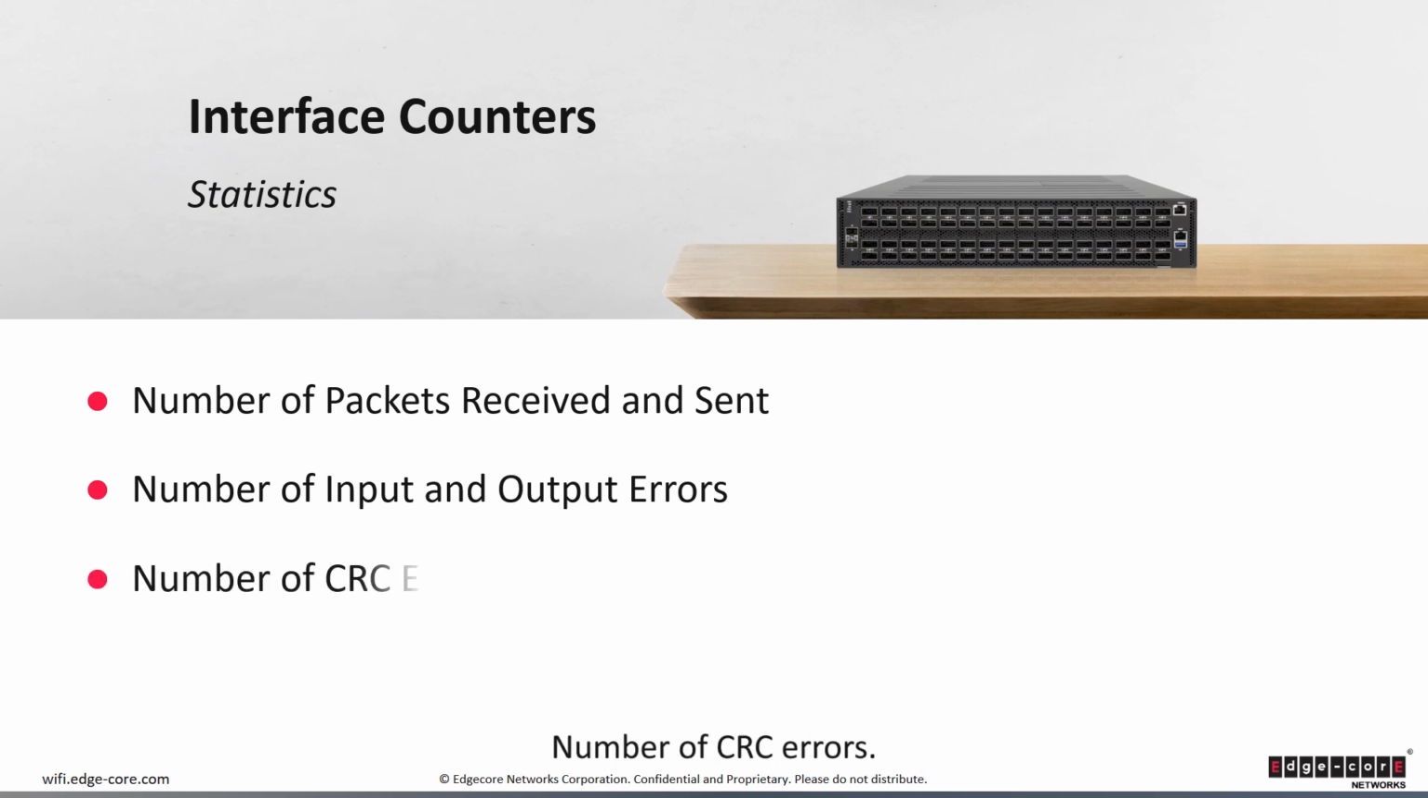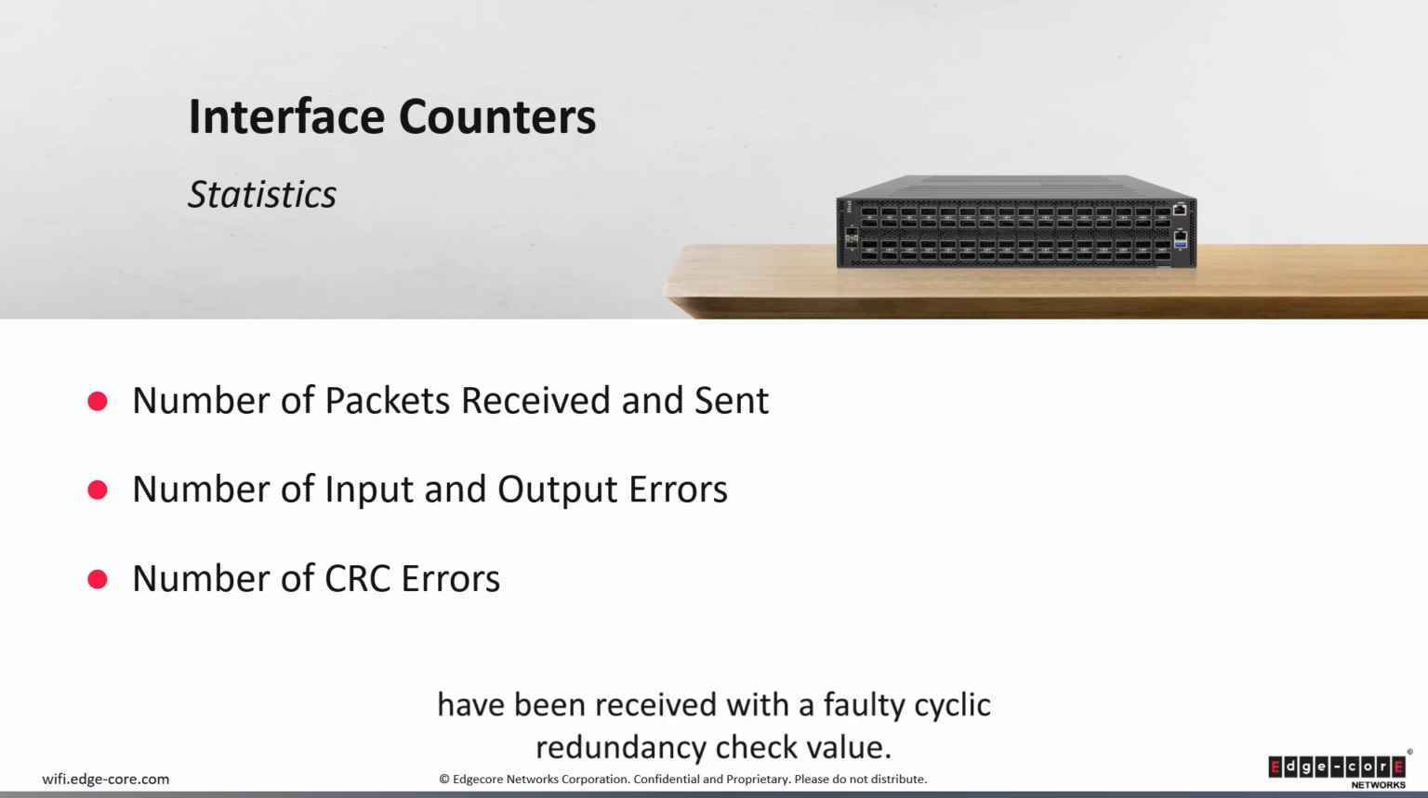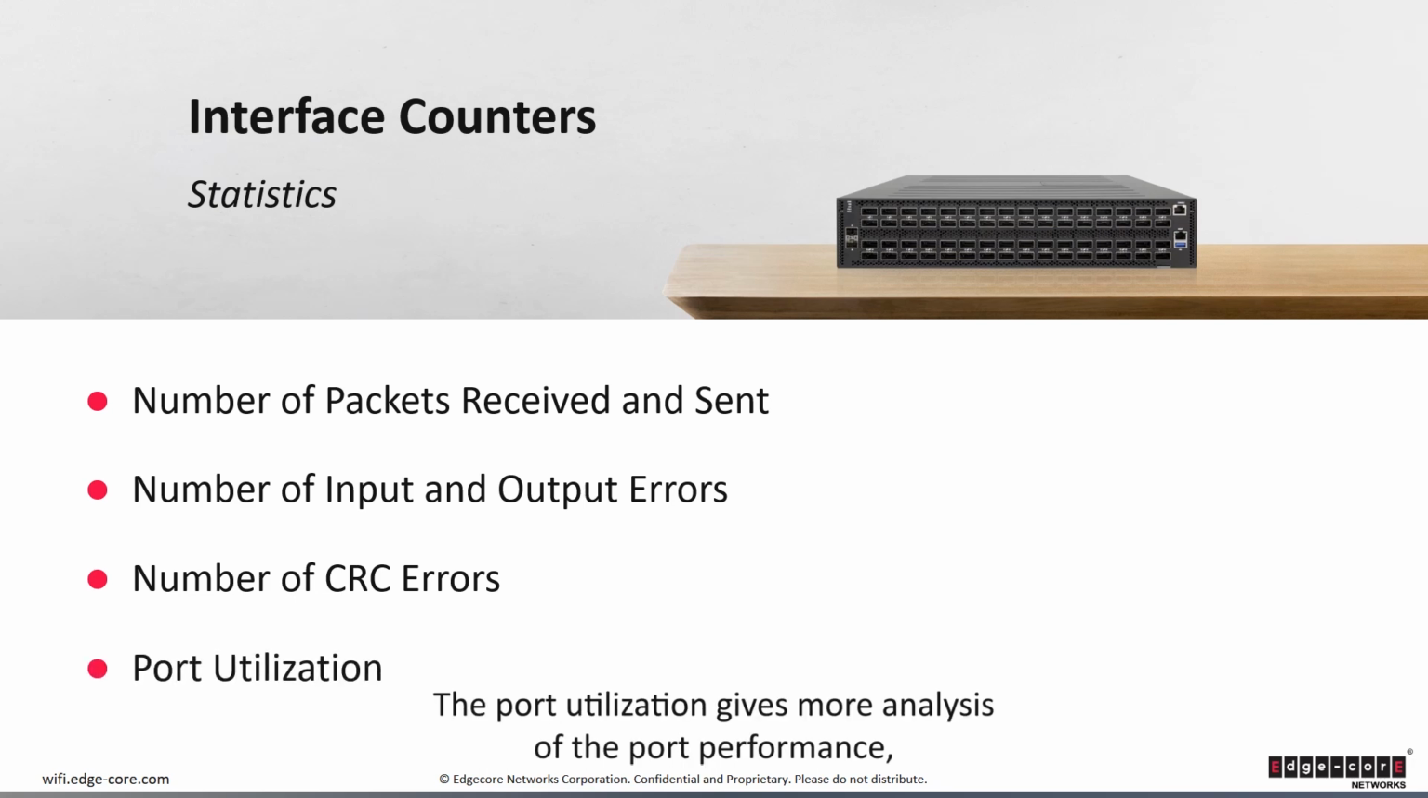Number of CRC errors. This shows how many packets have been received with a faulty cyclic redundancy check value. A CRC is a method of detecting errors in data transmission by comparing a calculated value with a value stored in the packet. The port utilization gives more analysis of the port performance, such as transmitting and receiving rate, and utilization.